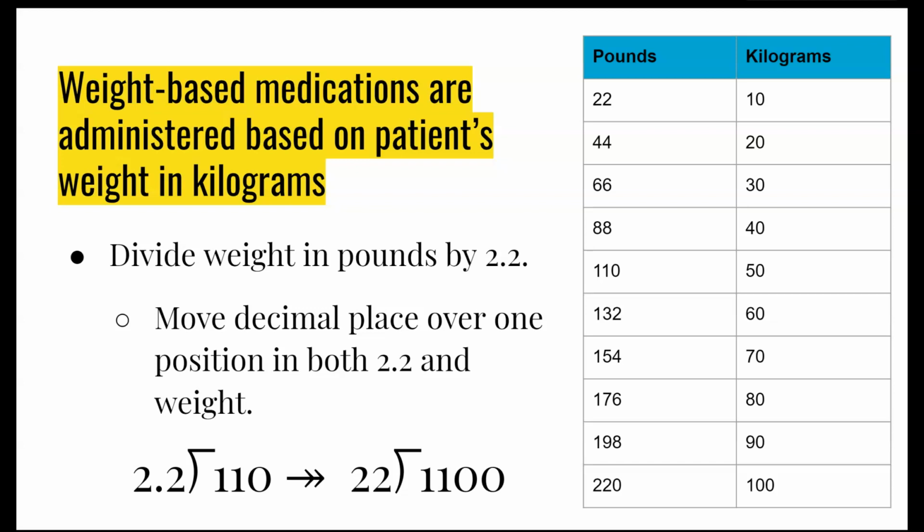Another way you can do it is you are going to divide. Okay? So again, you can't divide a decimal. So in order to divide this, you move this over, and what you do to one side, you do to the other, right? So 2.2 becomes 22, 110 becomes 1,100, and then you divide.